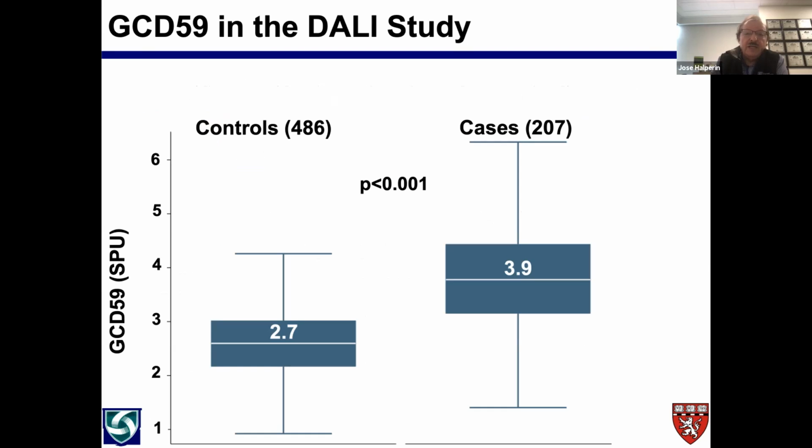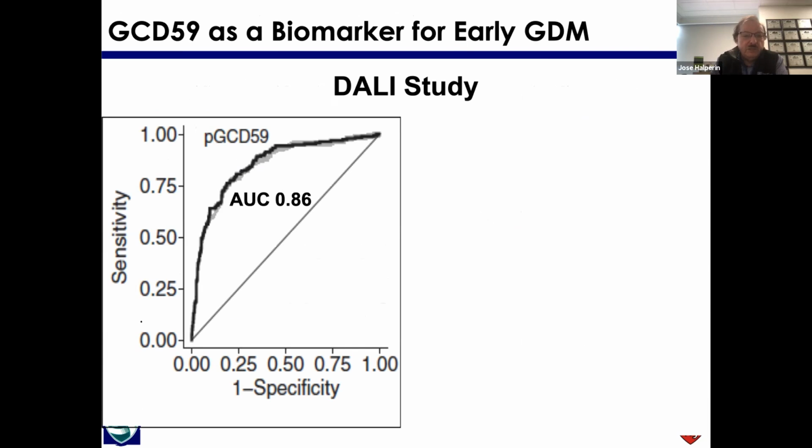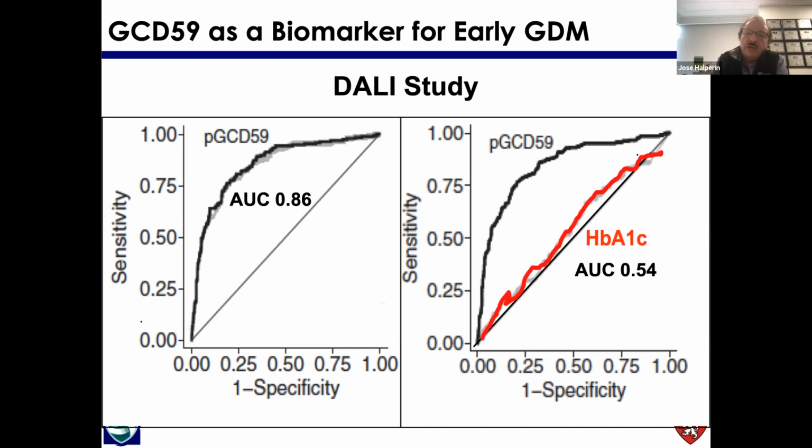Glycated CD59 was significantly increased in the women diagnosed with gestational diabetes early in pregnancy, as you can see. The sensitivity and specificity was also quite high, with an area under the ROC curve of 0.86. And interestingly, in this population, as I mentioned before, hemoglobin A1C had absolutely no predictive value.